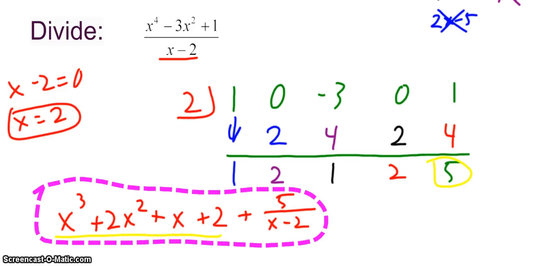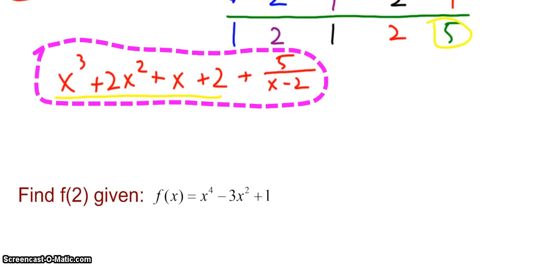Now, before we do another example, for fun, I want you to find f of 2 in the given function f of x equals x to the fourth minus 3x squared plus 1. So how do we do that? Well, this goes back to first semester as well as previous years of your high school math education. If I want to find f of 2, that means plug in 2 wherever there's an x, because in the function it's f of x, so now it becomes f of 2.